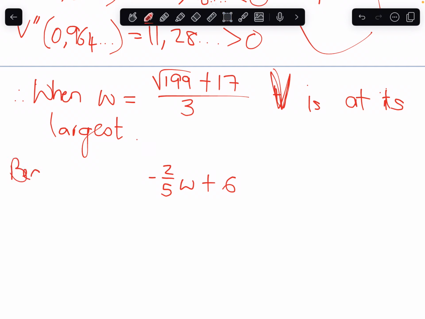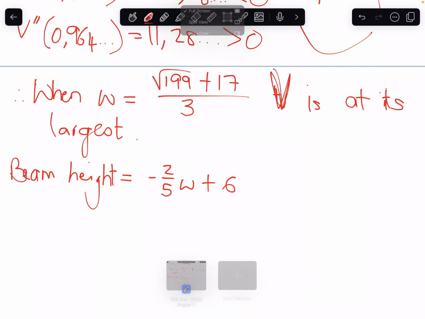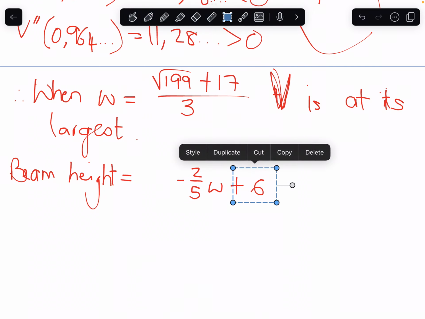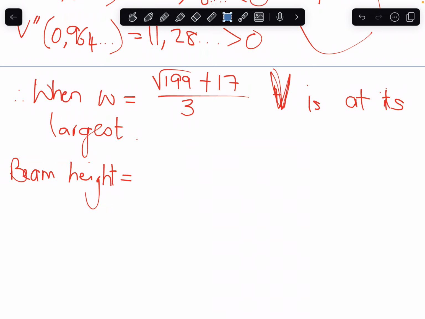okay, will be equal to, and let's, oh, did I say paste image? Okay, let's try that again. Paste, just paste the thing so that I am able to move it apart. Awesome. So now we're gonna sub in our root 199 plus 17 divided by 3. Okay, and let's see what we get.